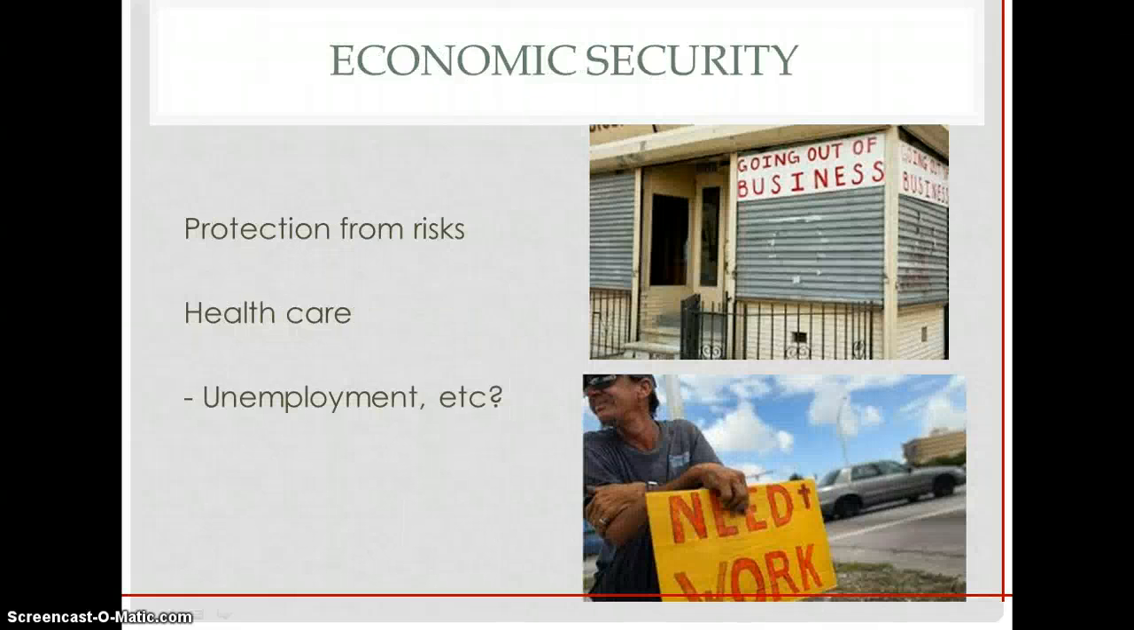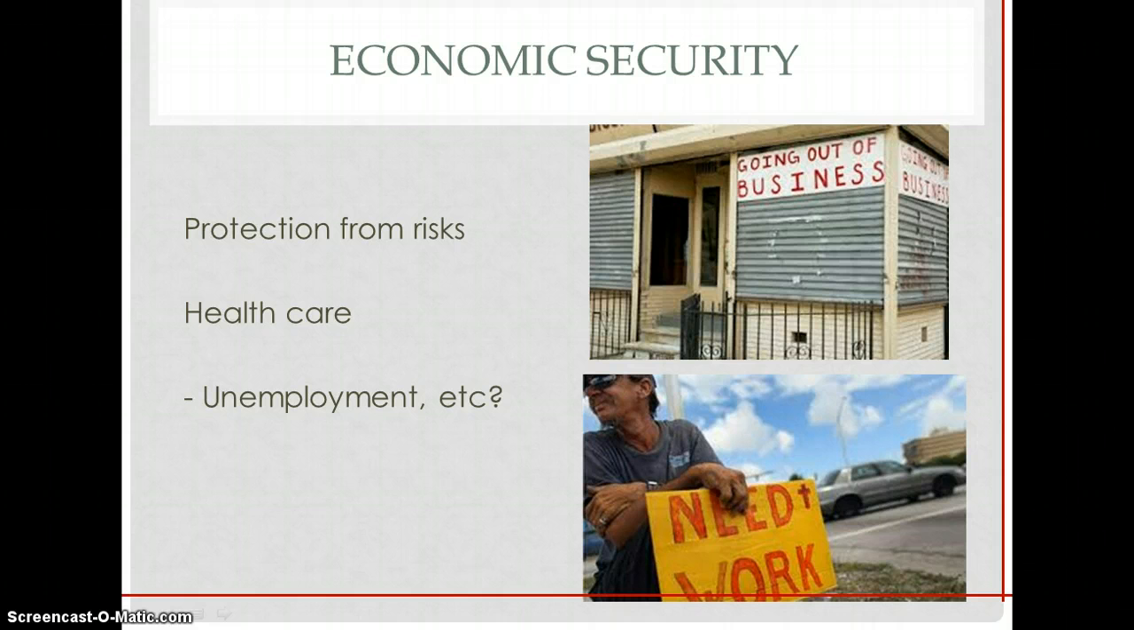Next would be economic security. Economic security basically deals with protection from risks, so that people in the society feel that they can take some risks and they won't be punished too much, or it won't be impossible for them to get back. A real way to look at this would be the desire of people to be protected against economic risk over which they have little or no control.